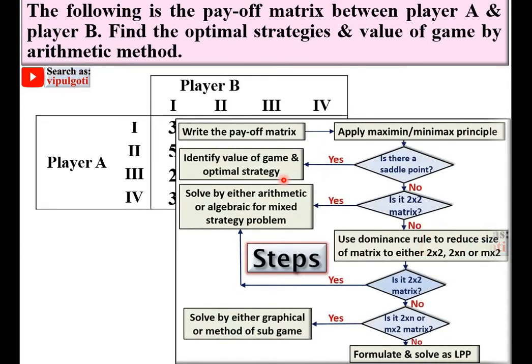So first of all, let's see the steps of the game theory problem. Here you can see the first step: write the payoff matrix. The payoff matrix is directly given to you. Now the next step: apply the maximin and minimax principle. So now I am going to apply the maximin and minimax principle to this payoff matrix.